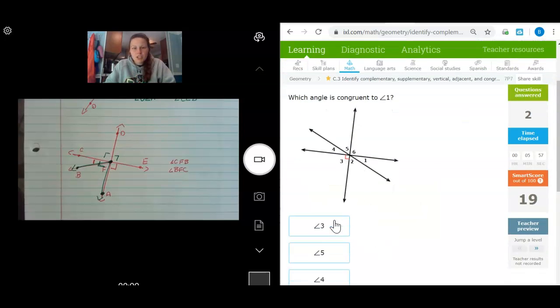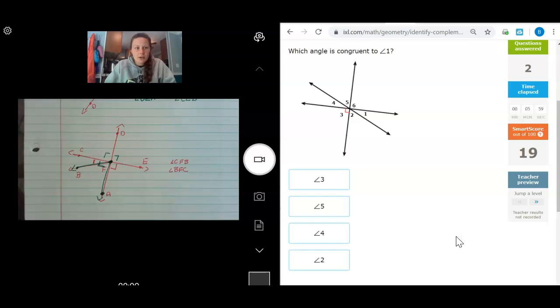So once again, we're just making sure we know our vocabulary words, and then we're looking at what they are. Let's go ahead and look at this one. This is like the one we just did, but I don't have to name it, which I think makes it a little bit easier. So we want what is congruent to angle 1.